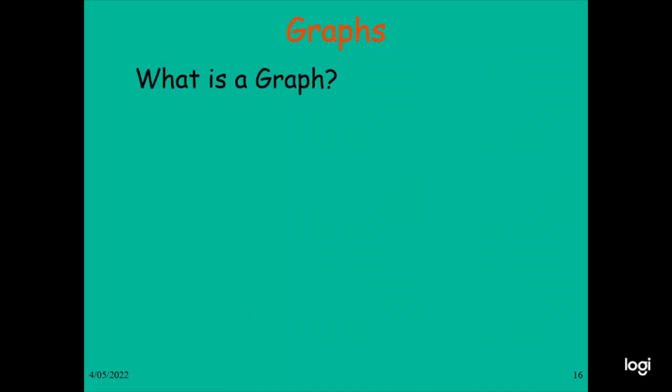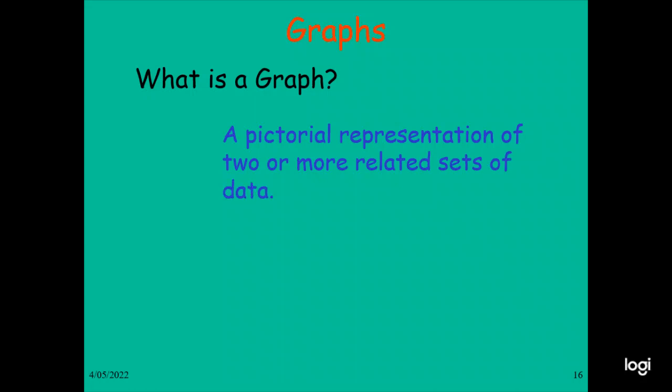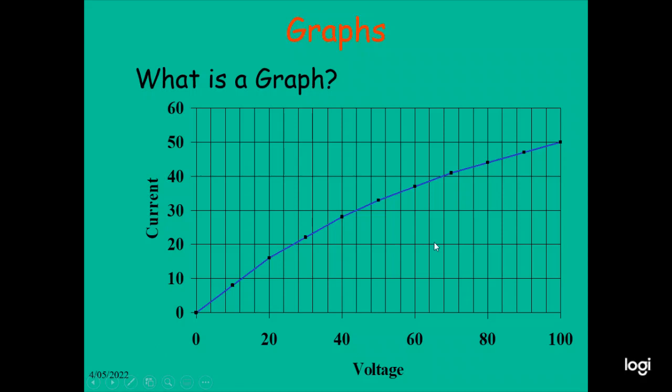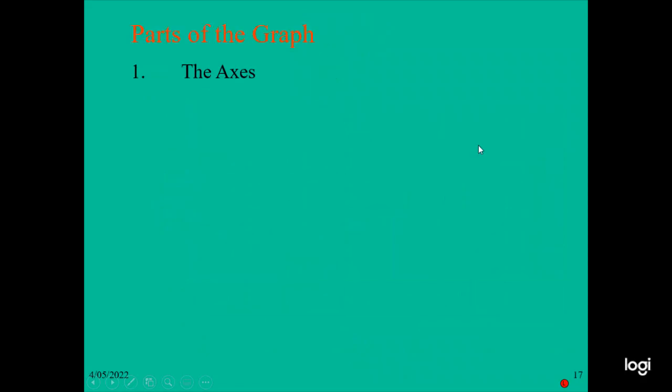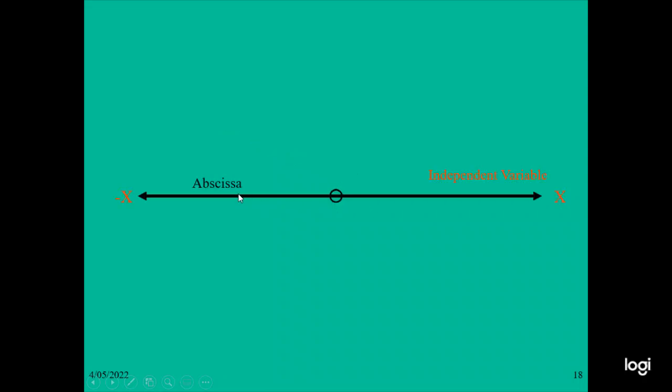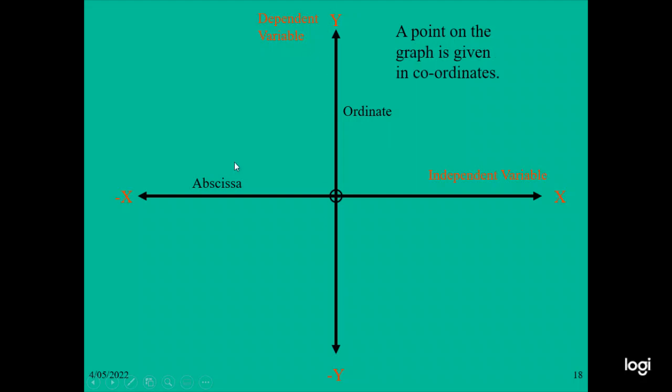The next one is, what is a graph? A graph is a pictorial representation of two or more related sets of data. So this is the graph, this is the body and the axes. Part of the graph is the axes, also the origin. Also this is the abscissa, the independent variable. So this is the ordinate. The dependent value is on the y-axis and the independent value is on the x-axis.